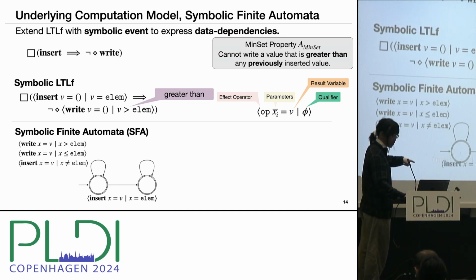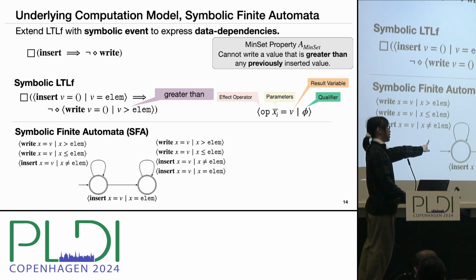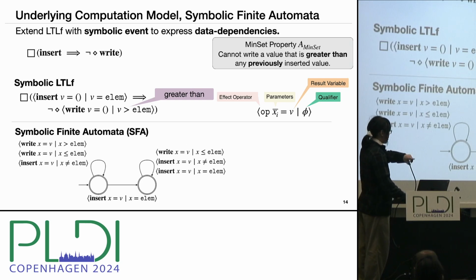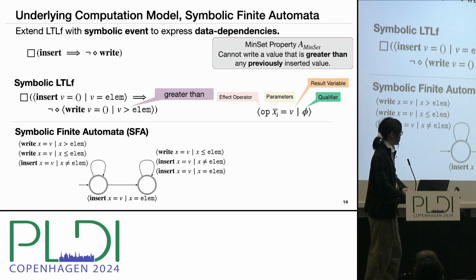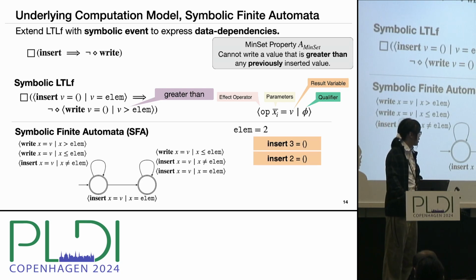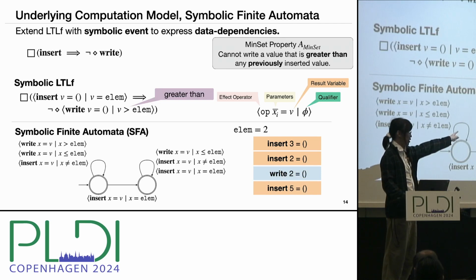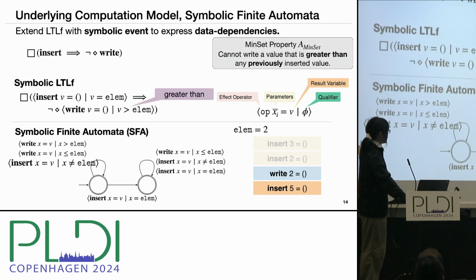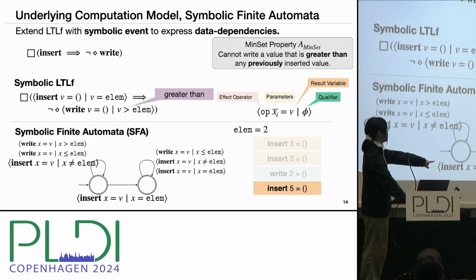And still, you can see if you have an insert with element, you cannot write element greater than element, right? So just remove this case, and that is the corresponding symbolic finite automaton. And still, we can see how we accept a trace with this element of 2, that's the concrete trace. For the first event, I have a self loop. The second event goes to another state, and self loop, and you can accept it.